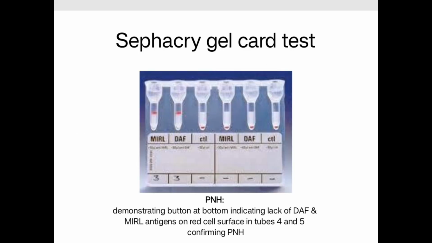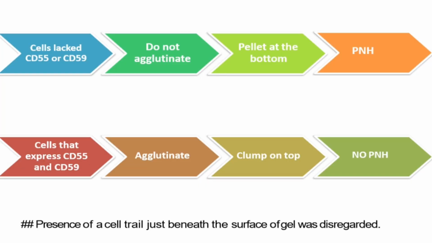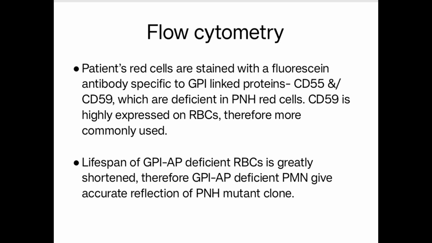Moving on to the gel card test. There is a button at the bottom indicating lack of DAF and MIRL antigen on the red cell surface in tubes 4 and 5, confirming PNH. It is the best test to diagnose. It is a confirmatory test. In a patient of PNH, the cells lack CD55 and CD59, so they will not agglutinate and a pellet will form at the bottom. While in a patient without PNH, the clump will be on top, as there will be CD55 and CD59 and it will agglutinate.